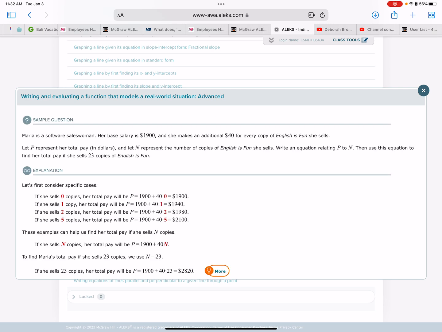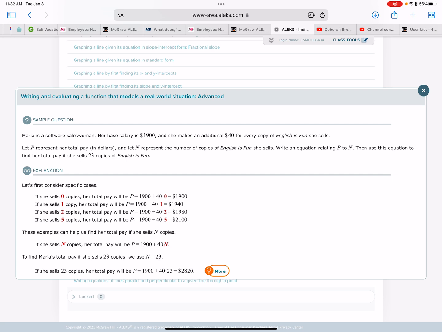Maria is a software salesman. Her base salary is $1,900. She makes $40 for every copy of English is Fun she sells. Let P represent her total pay in dollars. Let N represent the number of copies of English is Fun she sells. Write an equation relating P to N. Then use this equation to find her total pay if she sells 23 copies of English is Fun.